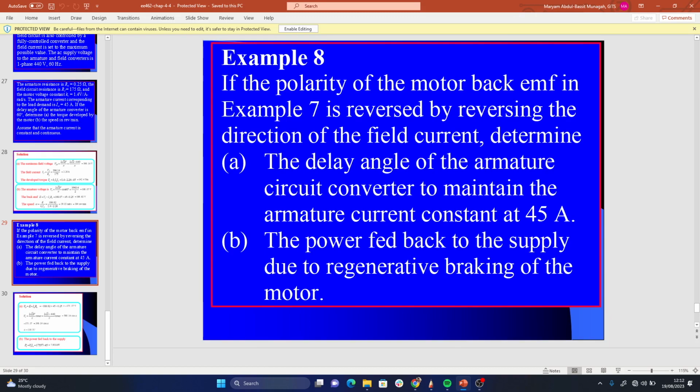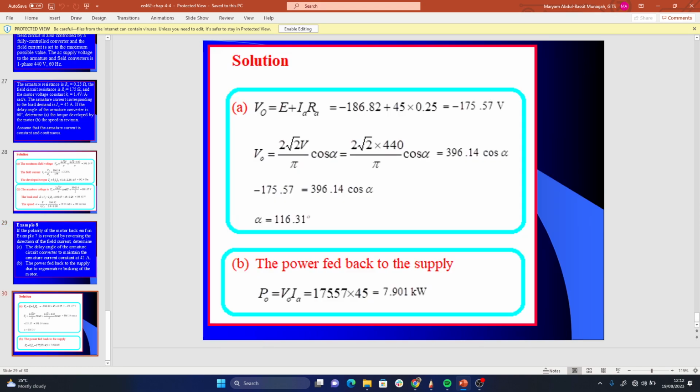The polarity of the motor back EMF is reversed by reversing the direction of the field current. Determine the delay angle of the armature circuit to maintain the armature current constant at 45 amps. You get it? So we found a new V. V is equal to E plus IA RA, but the E is negative. So you made the E negative, and that's how you go about it. Then find the power fed back to the supply. The power fed back to the supply will be armature V naught times the IA. So that's how you go about it.